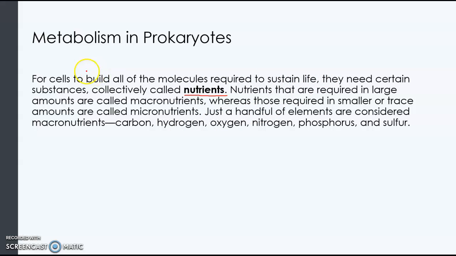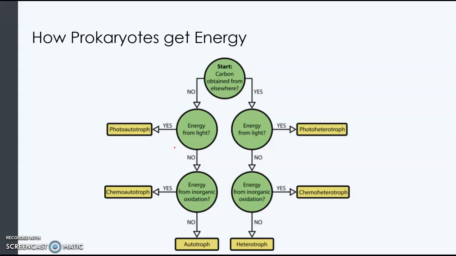Nutrients that are required in large amounts are called macronutrients. Carbohydrates, proteins, these would be macronutrients. And those required in trace amounts or small amounts are called micronutrients. A few elements are considered macronutrients: carbon, hydrogen, oxygen, nitrogen, phosphorus, and sulfur. Those are 6 elements that are considered macronutrients. And then other elements like zinc or iron, those would be trace nutrients.